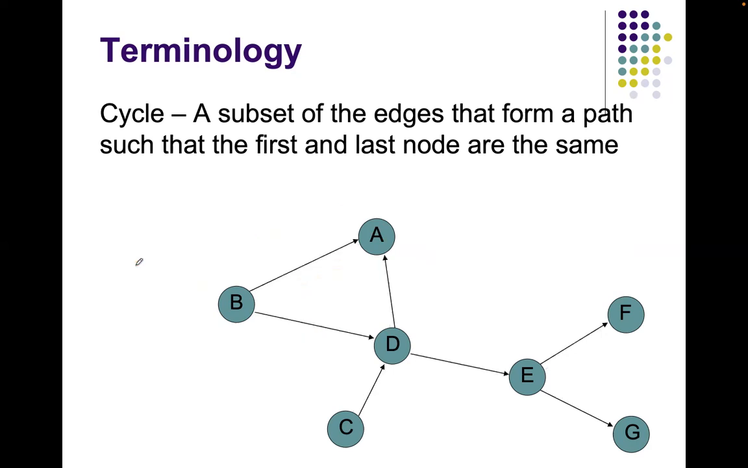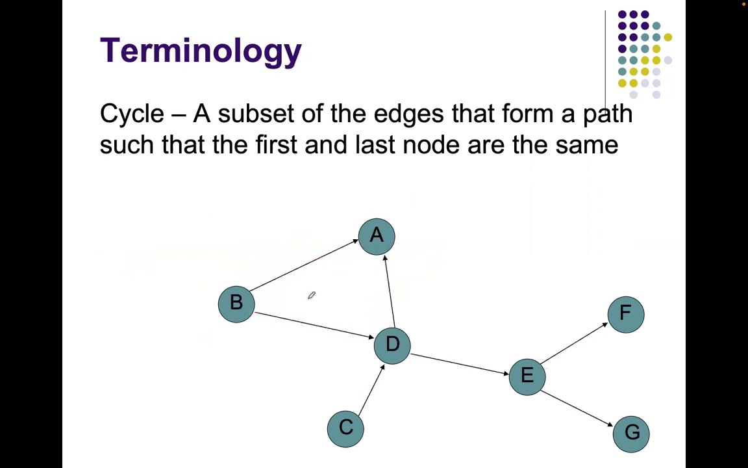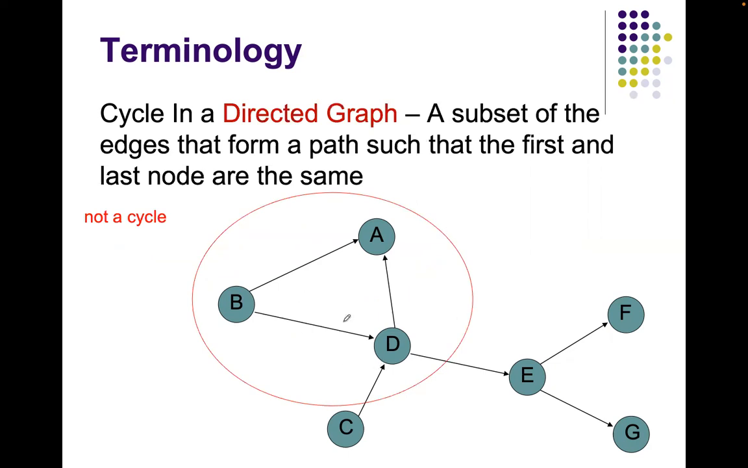Now, in a directed graph, a cycle means we have to follow a direction to check whether there is a cycle or not. In the last example, in the undirected graph, we saw that we have this cycle A, B, D, A. But if we assign directions like this, you can see that we can go from B to D, D to A, but we don't have any path to go from A to B. So here this is not a cycle.